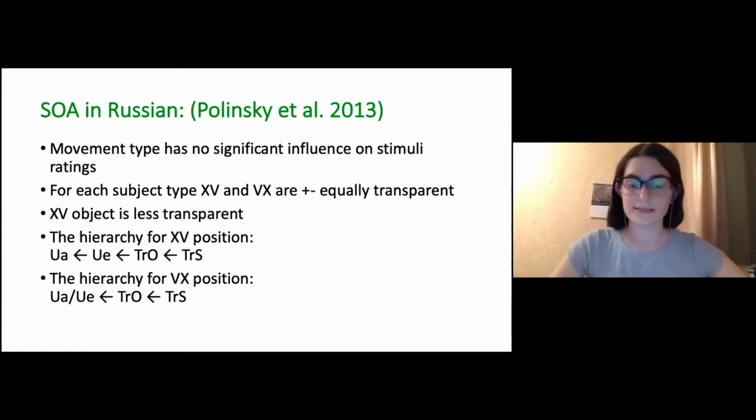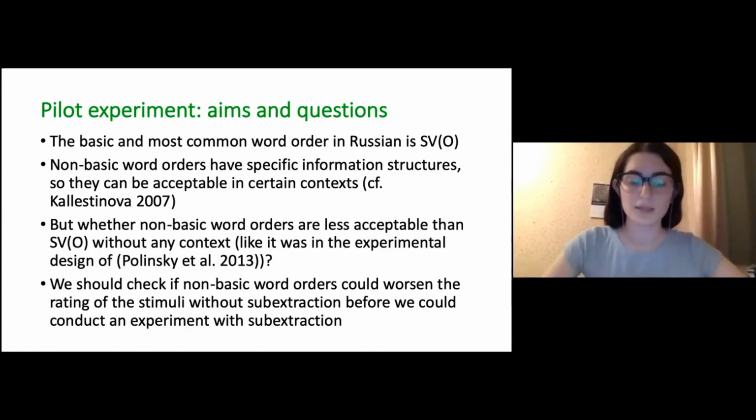Thus, we have a baseline for our research. But there is one question that we have to investigate before we can conduct our own experiment. The Russian language has relatively free word order, but the basic and the most common one is SVO. All other word orders are possible and acceptable too, but they have a very specific information structure.